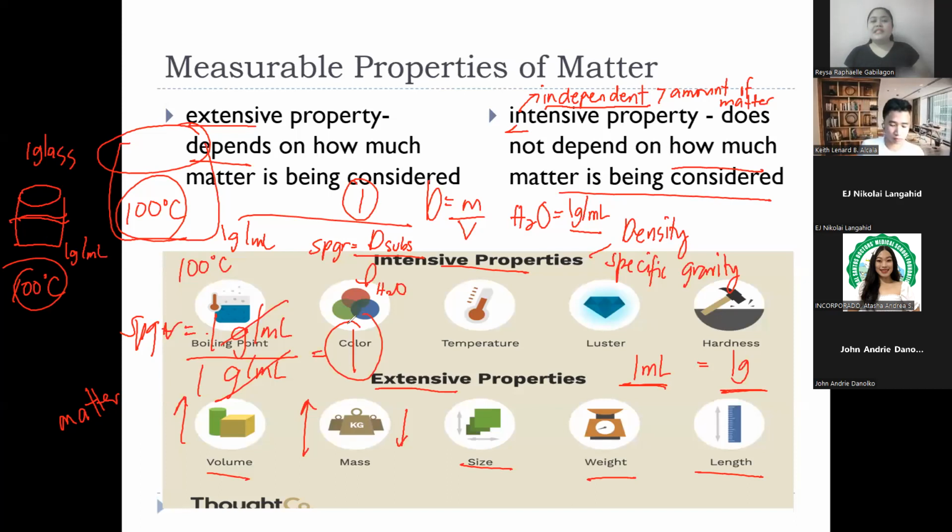Okay? So, I hope it's clear sa inyo, class, na pag tinawag siyang extensive property, dependent siya sa kung gaano karami ang substance mo. Ang intensive property, hindi yun nagmamatter. As is, the same pa rin yung property na yon kahit pa dumadami ang substance mo. Okay? Questions?